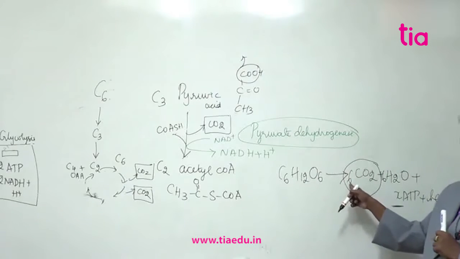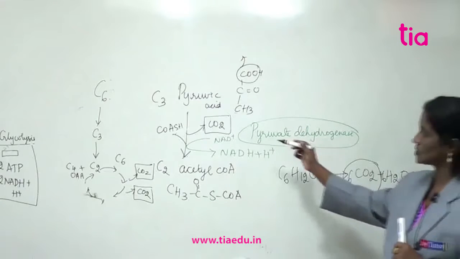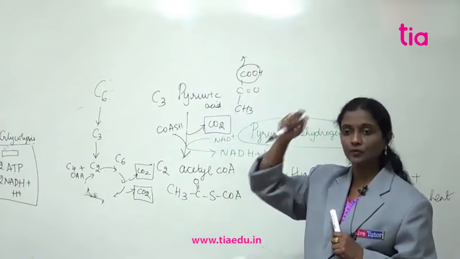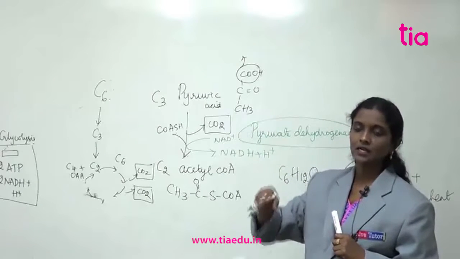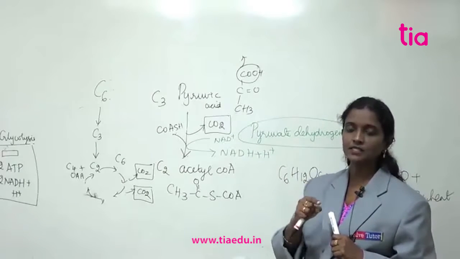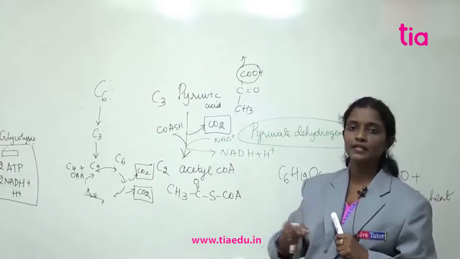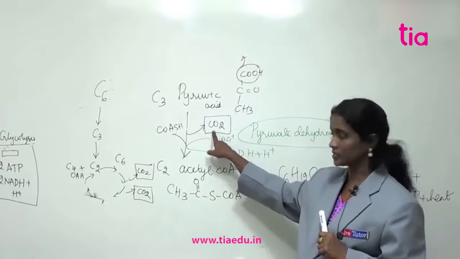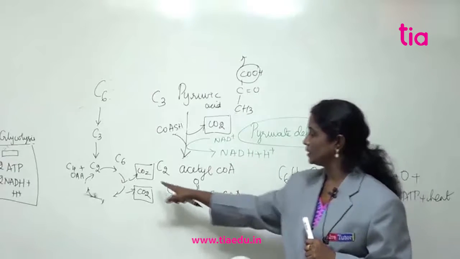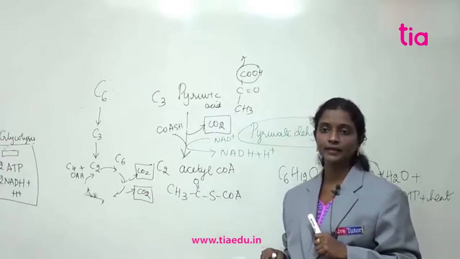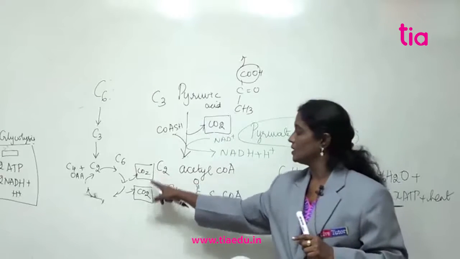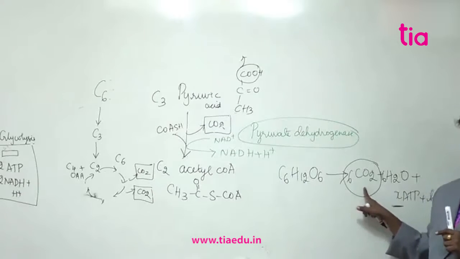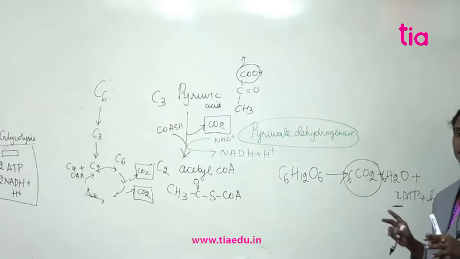If you are going to take 6 CO2, it is 2 rounds. Hereafter it will be 2 rounds. Already we said, right from the fourth step onwards, it is going to happen twice. Glyceraldehyde 3-phosphate, from that step onwards, every reaction is going to happen twice, 2 rounds. So 2 carbon dioxide is going to get liberated here, then 2 more carbon dioxide. Finally, 1, 2, 3 into 2, 6 carbon dioxide is burnt. It is going to be totally burnt to 6 CO2.